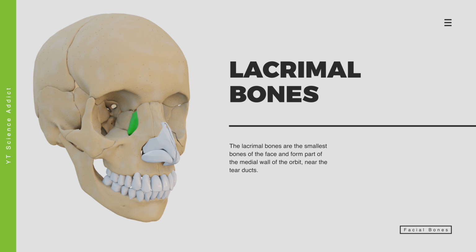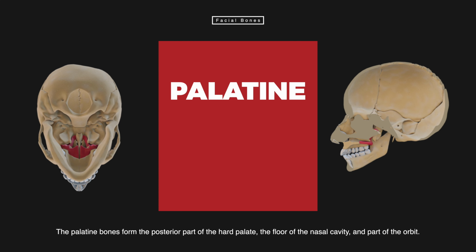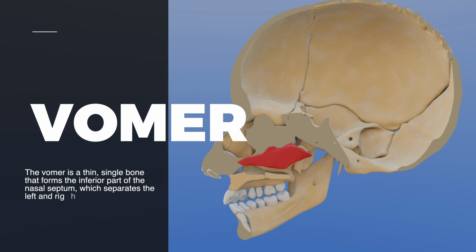The palatine bones form the posterior part of the hard palate, the floor of the nasal cavity, and part of the orbit. Inferior nasal conchae. The inferior nasal conchae are paired bones that project into the nasal cavity and help humidify and filter incoming air. The vomer is a thin, single bone that forms the inferior part of the nasal septum, which separates the left and right nasal cavities.